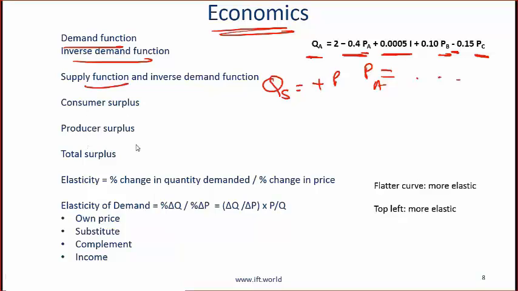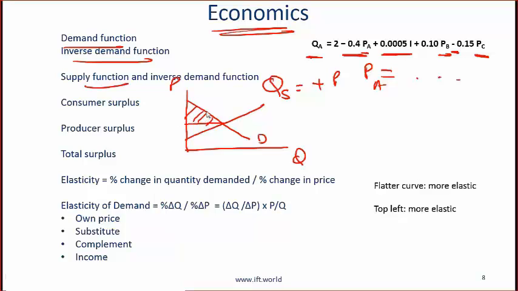Calculating consumer surplus and producer surplus, this again needs to be something intuitive. So if you have a relationship like this where you have quantity over here, price over here, and this is your demand curve, and this is your supply curve, then what is the producer surplus? The producer surplus is the area of this triangle.